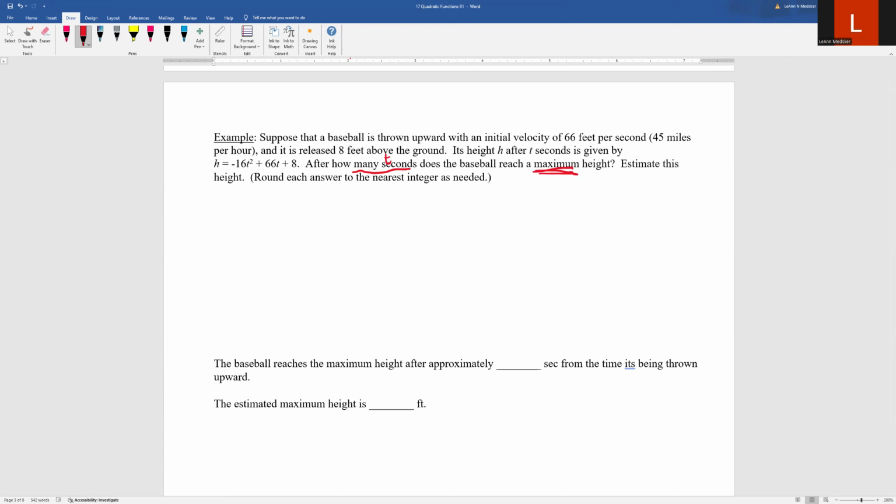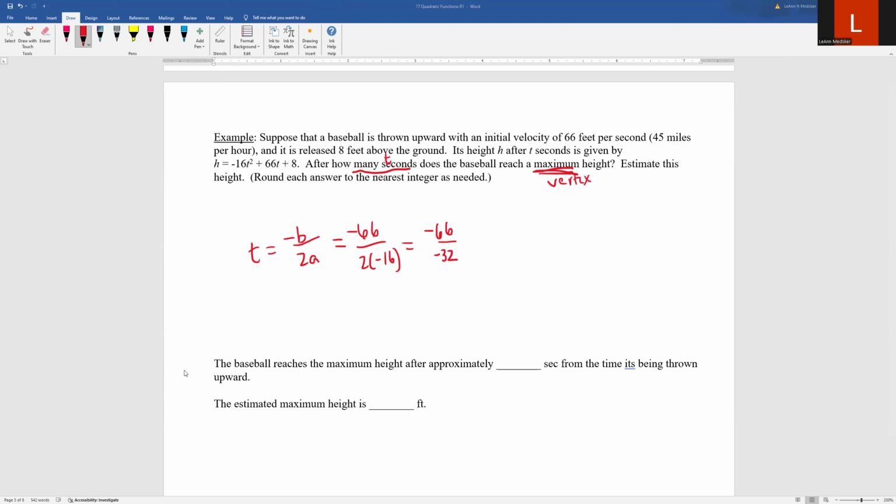That's the key word. And we're estimating this height. It's going to come out to a nasty decimal, so we're going to round it to the nearest whole number or integer. But maximum height means vertex. So we're going to find the x, or the t, essentially. So t equals negative b over 2a. My b is 66. That'd be negative 66 over 2 times negative 16. So that's negative 66 over negative 32.